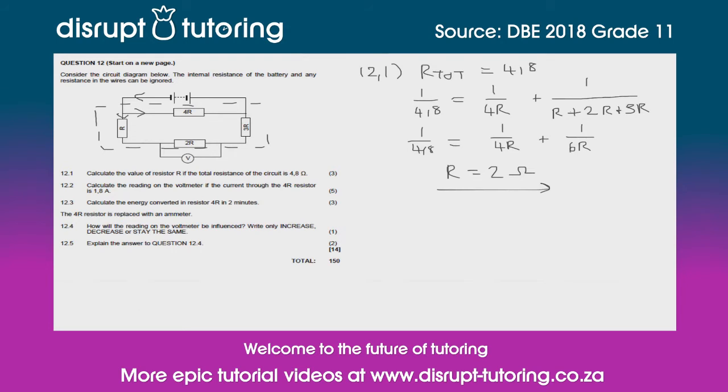Okay, cool. So then the second question says, calculate the reading on the voltmeter if the current through the 4R resistor is 1.8 amps. So they've given that the current going through here is 1.8. That's just this current. So then naturally a good starting point would be to calculate the current going through the other loop. And then once we have that current, we can work out the voltage that is going over the 2R resistor, which is the voltmeter. So let me erase some things for space. It's going to be a few calculations.